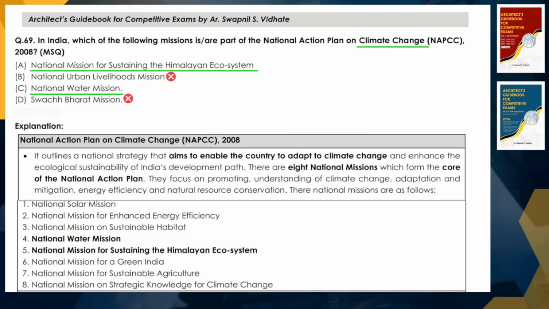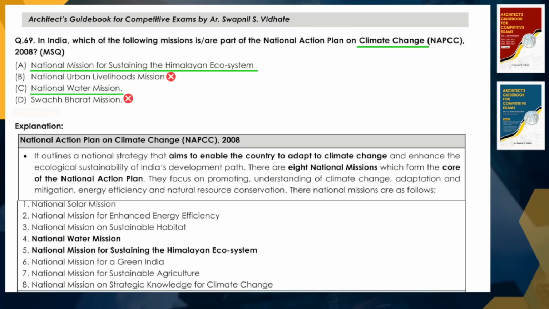There are 8 missions, namely National Solar Mission, then National Mission for Enhanced Energy Efficiency, then National Mission on Sustainable Habitat, National Water Mission. Now this National Water Mission has been mentioned in option C, so this is a correct mission under the National Action Plan on Climate Change. Then the fifth one is National Mission for Sustaining the Himalayan Ecosystem, which is given at option A. So this is also correct.